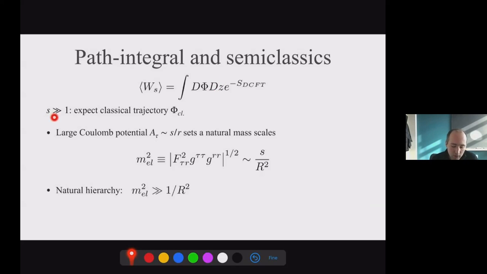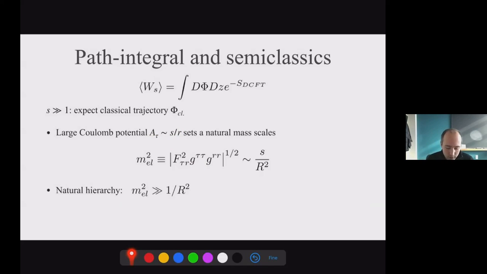In the limit where the representation is much larger than 1, we might naturally expect, by generalizing what we learned before, some semi-classical trajectory to dominate this path integral. And this trajectory will inevitably set some mass scale on the manifold that I mentioned before. In particular, the mass scale will be constant. It's associated with the electric field. So this trajectory will have a large Coulomb field, or more precisely, will have a family of trajectories averaged over the color. And each of them will have a large Coulomb field and correspondingly a large gauge field.